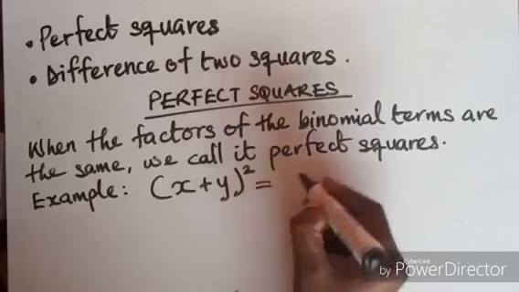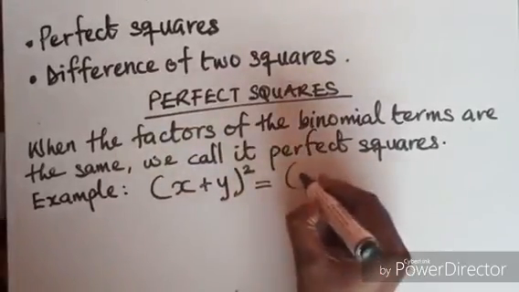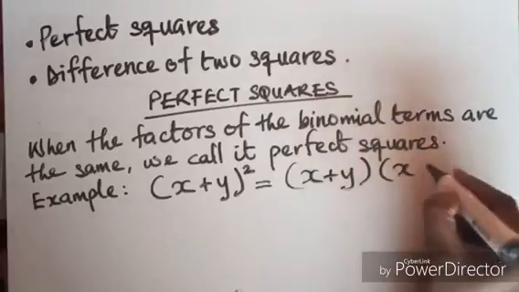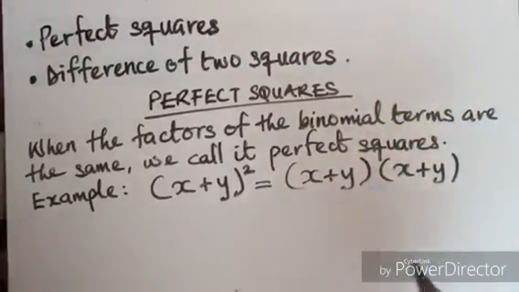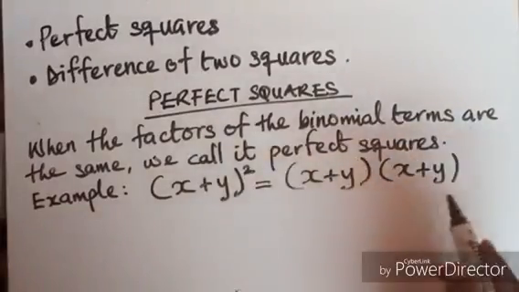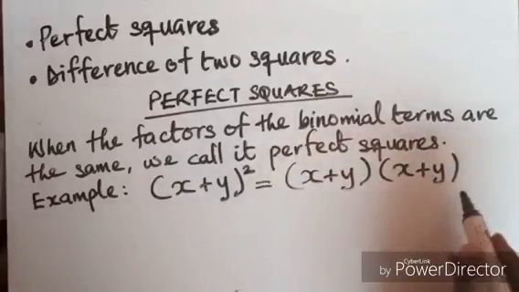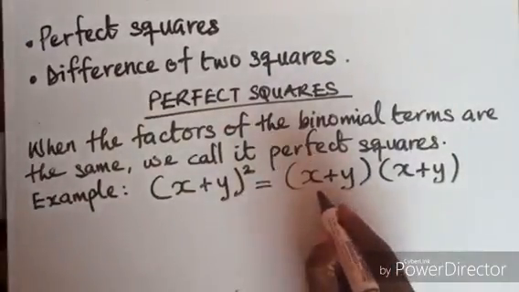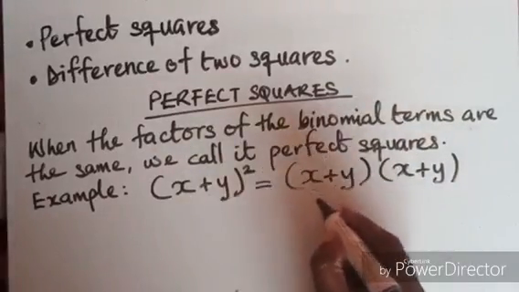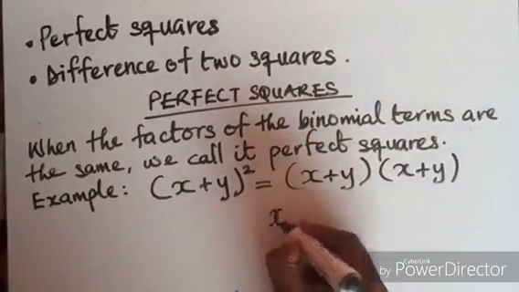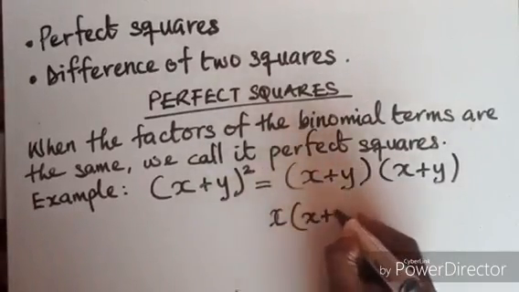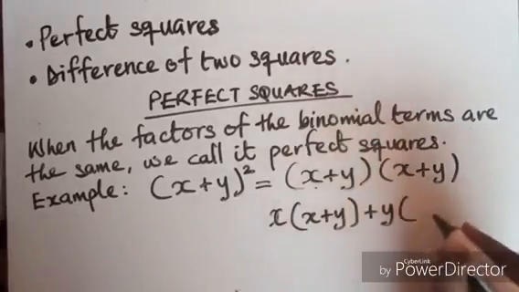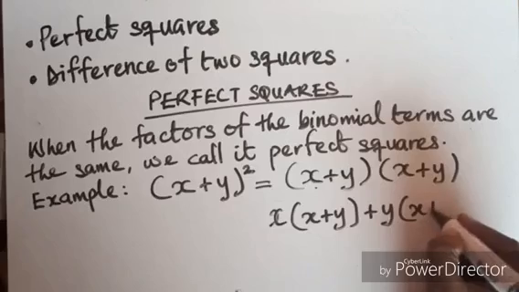Now during the expansion, we can see that this x plus y will remain as x plus y and x plus y again. So the factors of each of the terms happen to be the same. So we call this one a perfect square. During expansion, like we did earlier, we have x multiplying x plus y, that is the first term, multiplying out the second term, plus y also multiplying out x plus y.